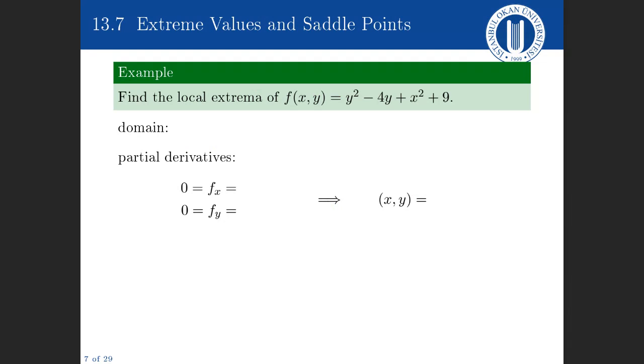For example, find the local extrema of y squared minus 4y plus x squared plus 9. And I've put part of what we need here. We need to find the domain of this function, we need to find the partial derivatives, and we need to find where the partial derivatives are equal to 0. In other words, where are the critical points? And then we'll be able to answer the question.